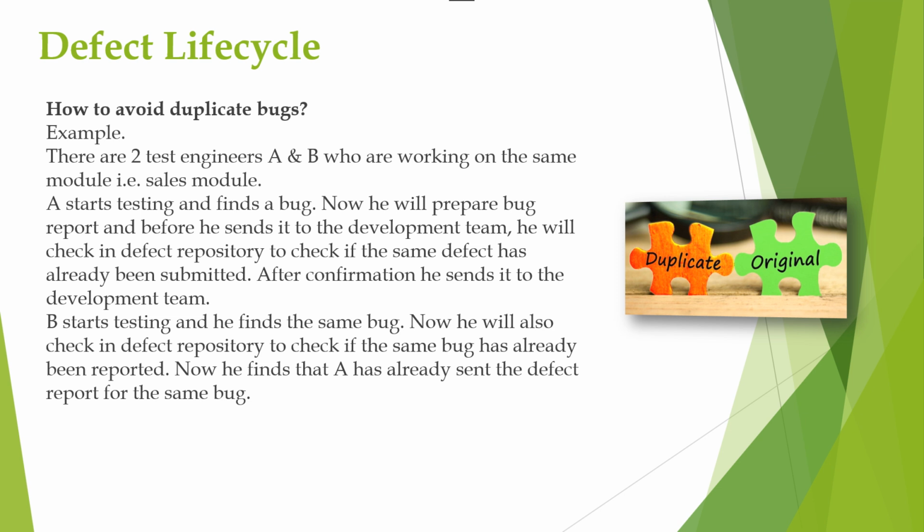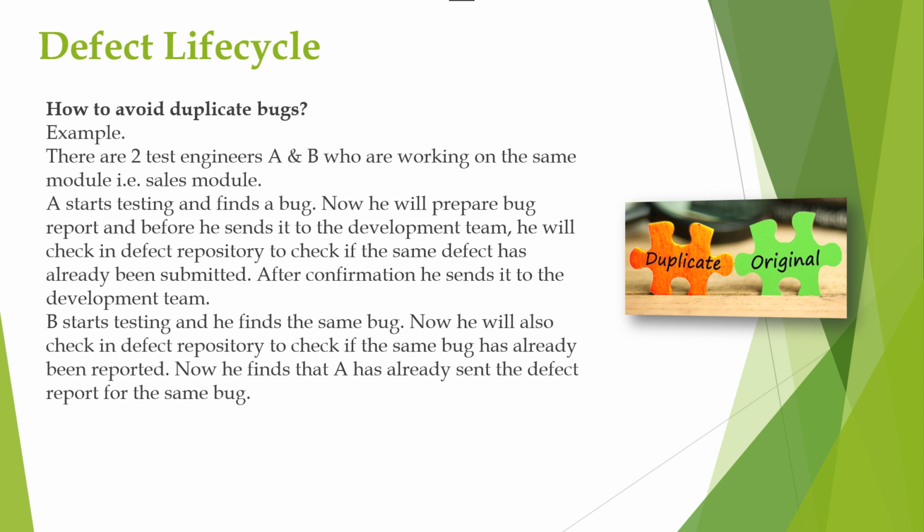Now let's see how to avoid these duplicate bugs. Let us consider an example now. Let us assume that test engineer A is testing the sales module and finds a defect wherein he enters all the information, and then when he clicks on the submit button, it goes to a blank page.